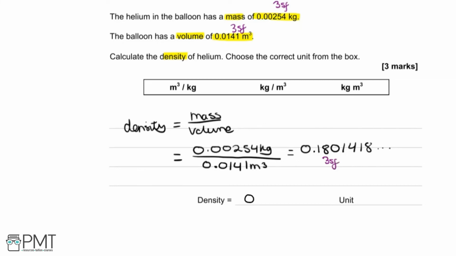That means our answer is 0.180. But how do we find the units? So the value is the mass divided by the volume. So the unit is also the unit for mass divided by the unit for volume. So it's kilograms per meters cubed. We get 1 mark for this calculation here. We get 1 mark for our value and 1 mark for our unit.